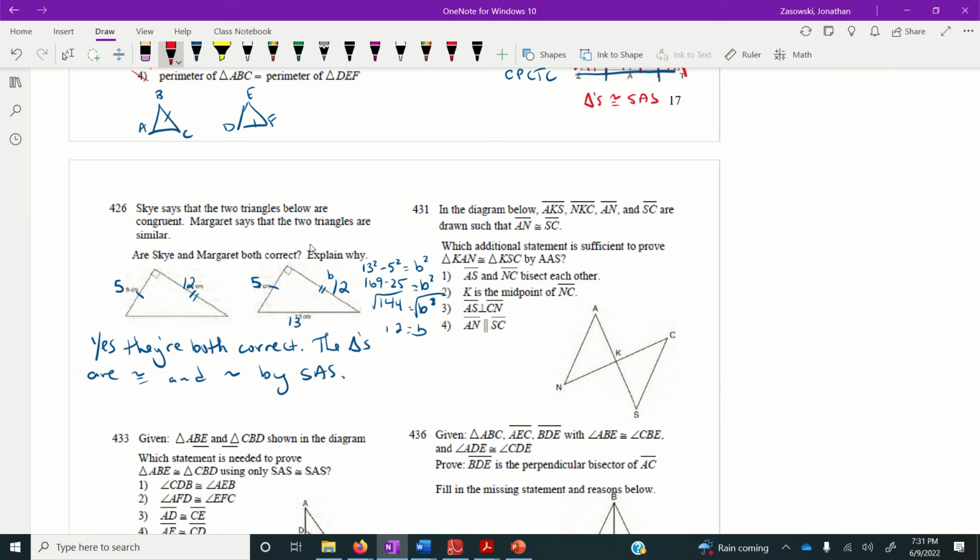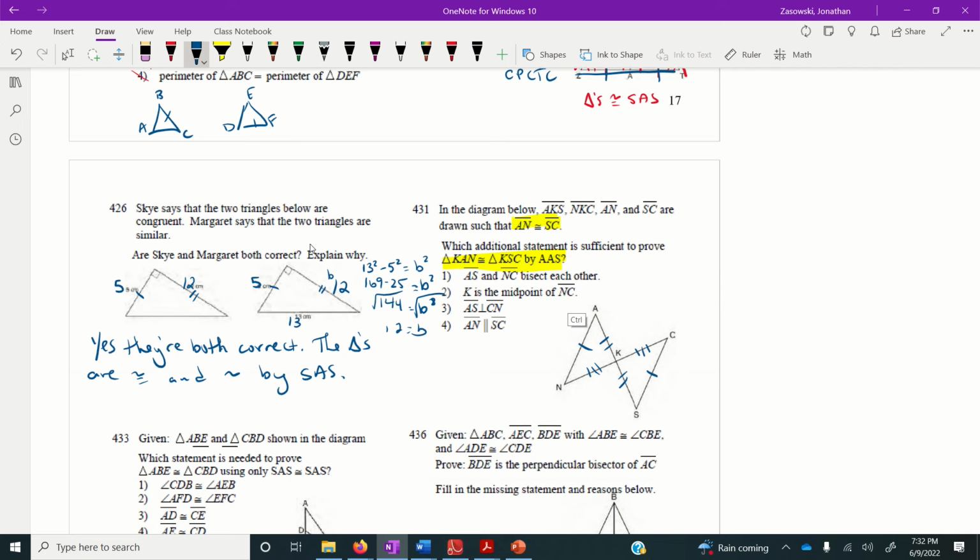431, in the diagram below. Okay, we have all the stuff going on here. We also know that AN is congruent to SC. And we want to know which additional statements are going to show that it's congruent by angle, angle, side. So if AN is congruent to SC, what else can we get congruent here, right? Now, if we know that AN and AS and NC bisect each other, that is going to get these two lines to be equal, which the triangles will be congruent here, okay? But they won't be congruent because of AAS. They'll be congruent because of SSS. So this one is out, okay?